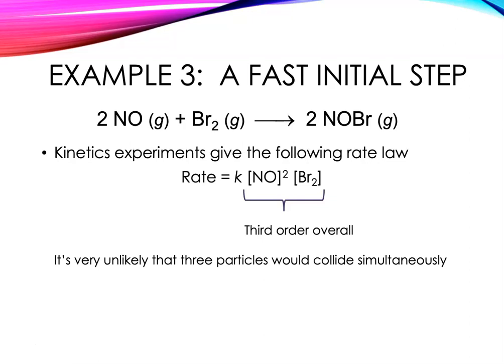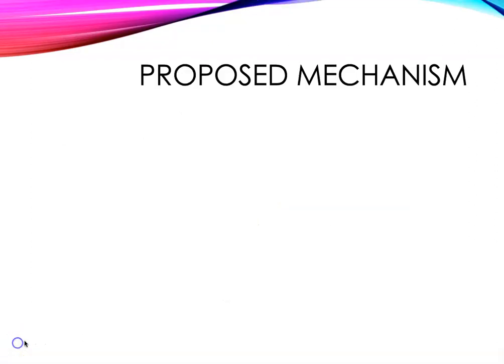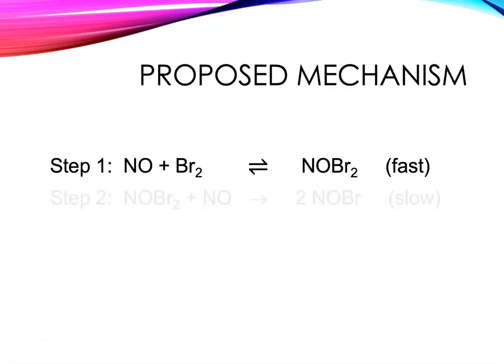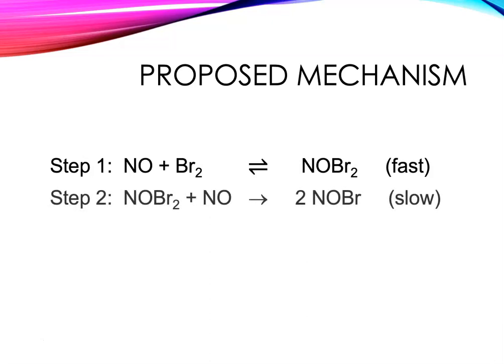That's very, very unlikely. Anytime you have a rate law that's third order or higher overall, it's certainly going to involve more than 1 step in the mechanism. All right, and so we really do need to have more than 1 step in the proposed mechanism. So let's talk about the proposed mechanism. Step 1, NO plus Br2 undergoes a reversible equilibrium process to form NOBr2, and that's the fast step. And then step 2 involves NOBr2 reacting with another molecule of NO to make 2NOBr.